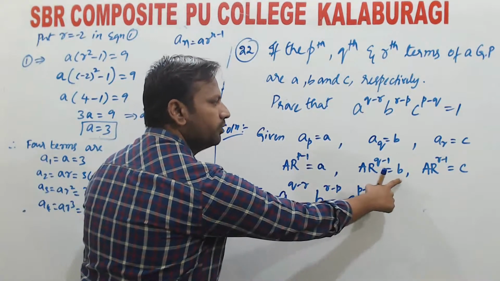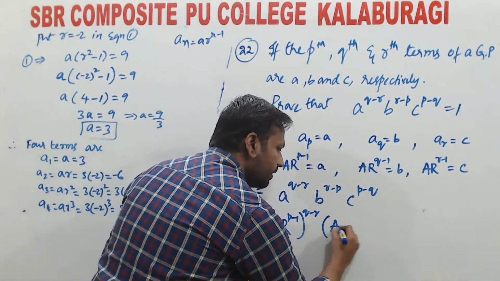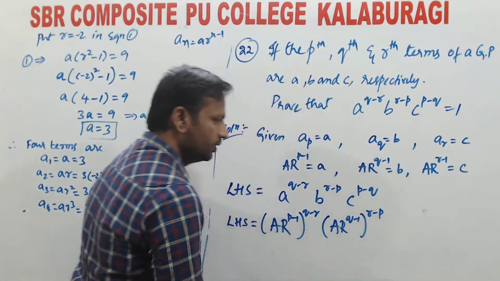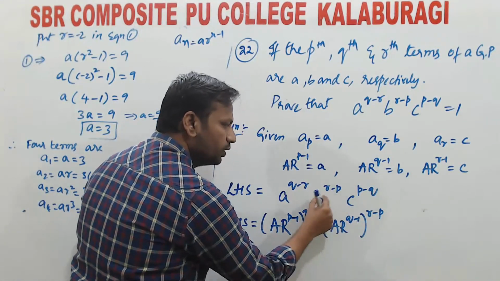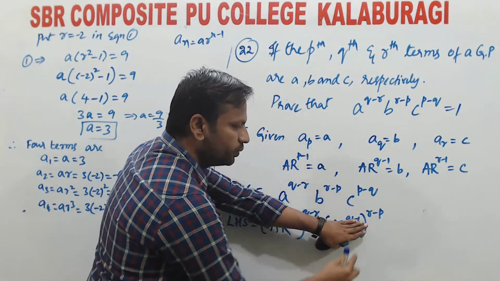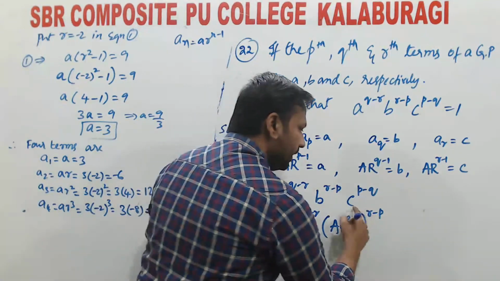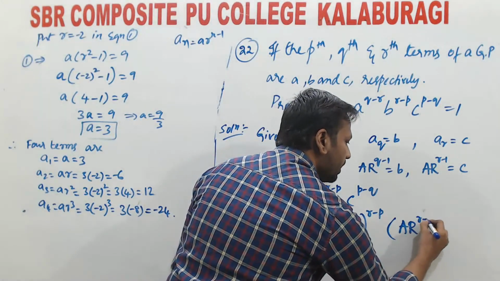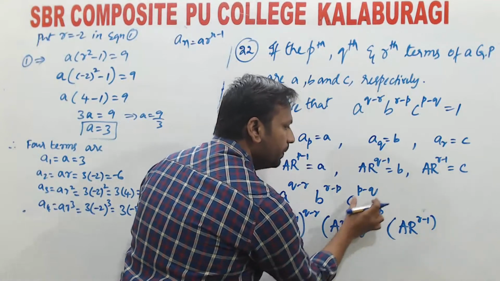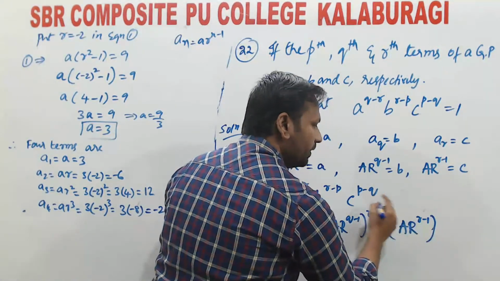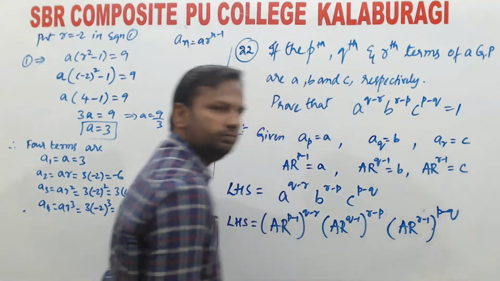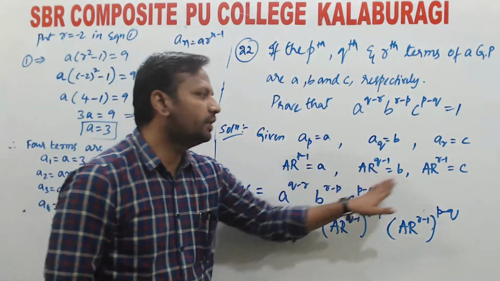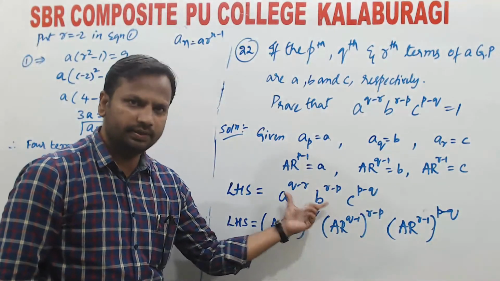What is B actually? It is into A R^(Q-1), to the power R-P. B is this one, to the power R-P. Into C. What is C? C is A R^(R-1). This is C, to the power what here? To the power P-Q. So in this LHS, I have replaced A value, B value, C value here in the LHS.